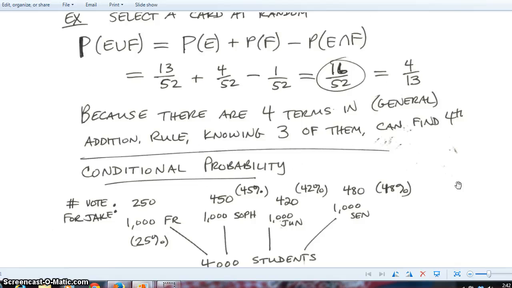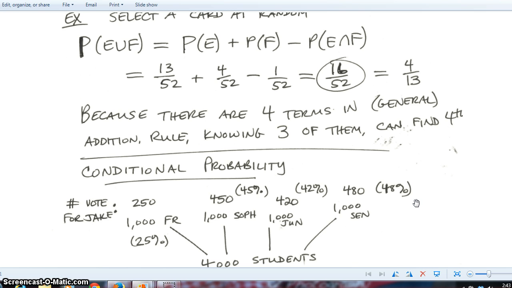Say you're at a high school, and there's a student body president election. There are 4,000 students in the high school, 1,000 each year in school: freshman, sophomore, junior, senior. A little unrealistic, but it makes the numbers work out nicely. Let's say that 250 of the freshmen are going to vote for Jake, 25%. 450 of the sophomores, 45%, will vote for Jake. 420 of the juniors and 480 of the seniors, 42 and 48%.